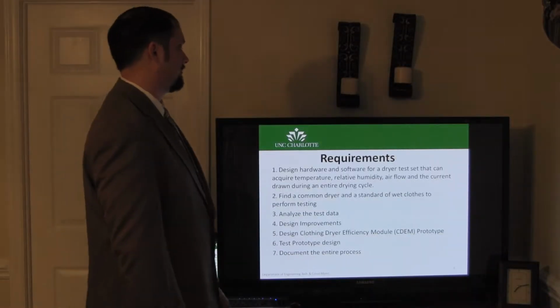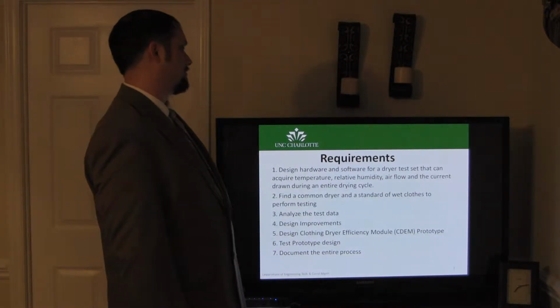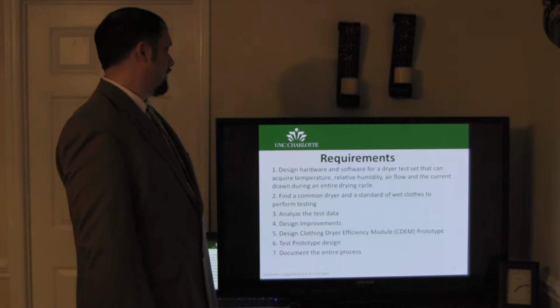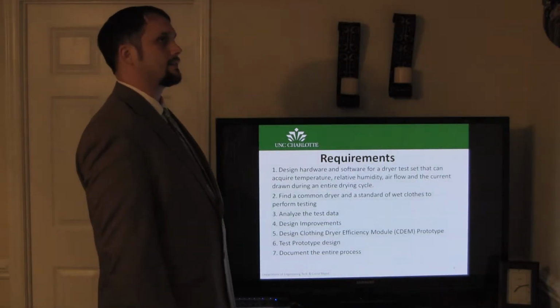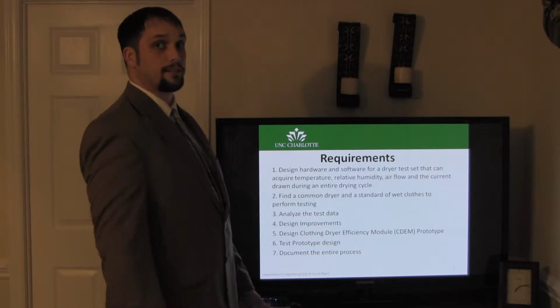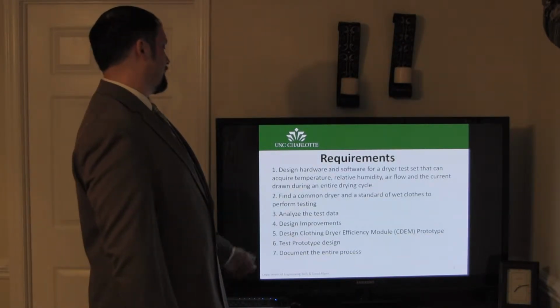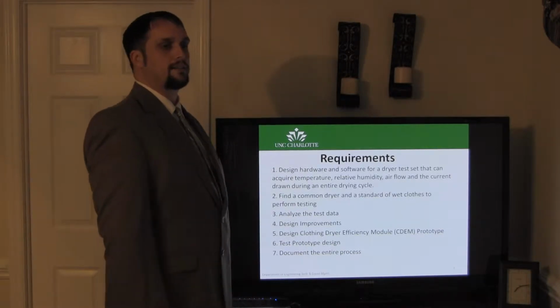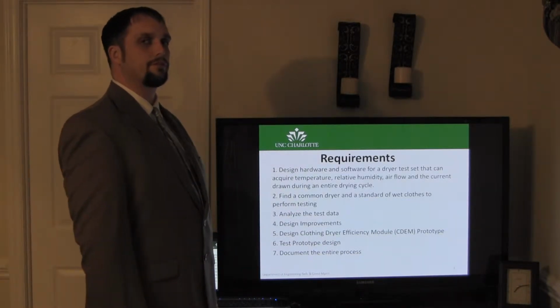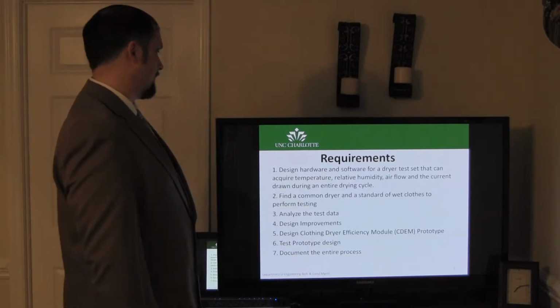The second requirement is to find a common dryer and a standard of wet clothes to perform testing on. That way it's a standard across the board and your data will have correlation because you're testing the same thing. The third requirement is to analyze the data. By analyzing the data, we're trying to figure out when the clothes are dry. That's the main action item of the third requirement.